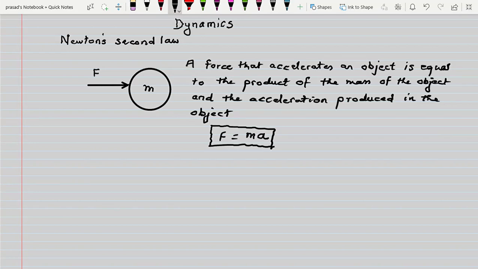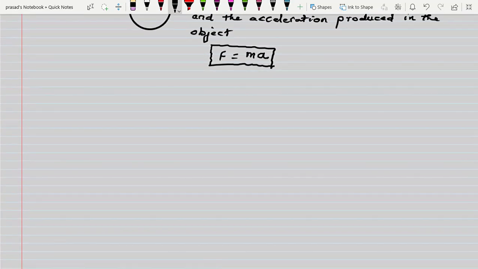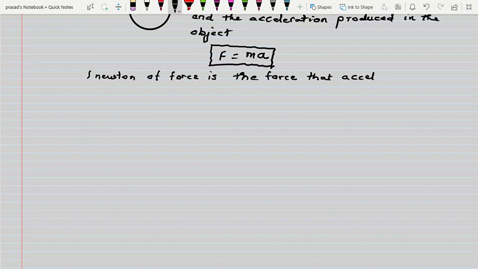Now, as you know, the force is measured in Newton. So how will you define 1 Newton of force? 1 Newton of force is the force that accelerates a mass of 1 kg at a rate of 1 meter per second square.